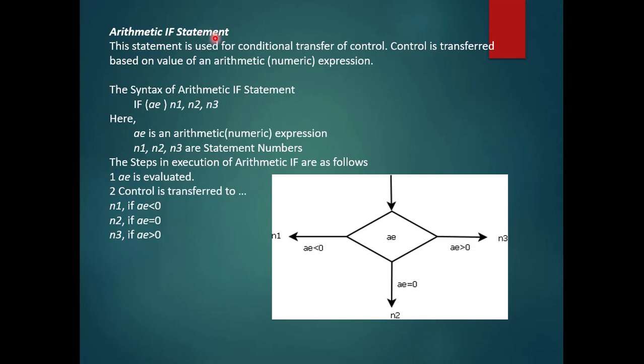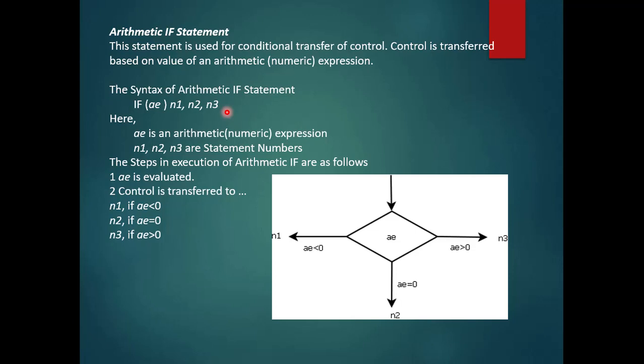The statement is used for the conditional transfer of the control, and this control is transferred based on the value of an arithmetic expression. So you have gone through the arithmetic expression. We have the four types of expression there: arithmetic, relational, logical, and character. And out of that, the arithmetic expression is there. So this arithmetic if statement syntax is if in bracket AE N1 N2 N3. So AE is the arithmetic expression, while N1 N2 N3 are the statement numbers.